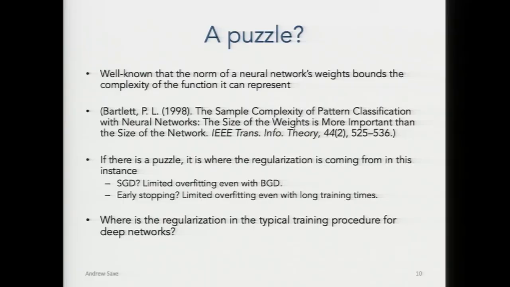And people have said, oh, maybe it comes from stochastic gradient descent, because there's the stochasticity. That might help. But I showed you the case of full batch gradient descent. This is pure gradient descent, so that can't be the only contributor. And people have also said, oh, but you could just stop training early. If I don't train for very long, my weights can't move very far, so they can't get very big. That's true, but I've also trained these things for exceptionally long training times, and they still don't overfit. So the puzzle here is, where is this regularization actually coming from in the typical training procedure we use for deep networks?